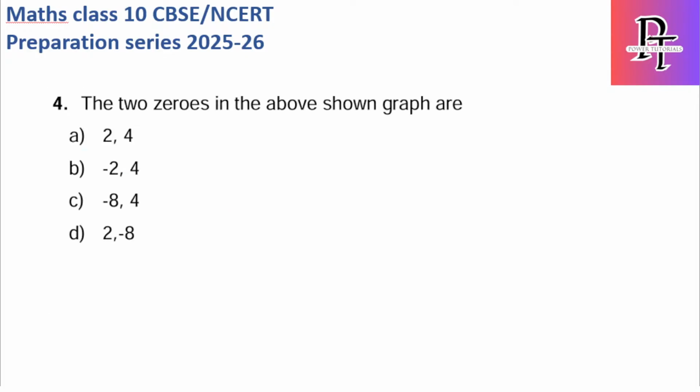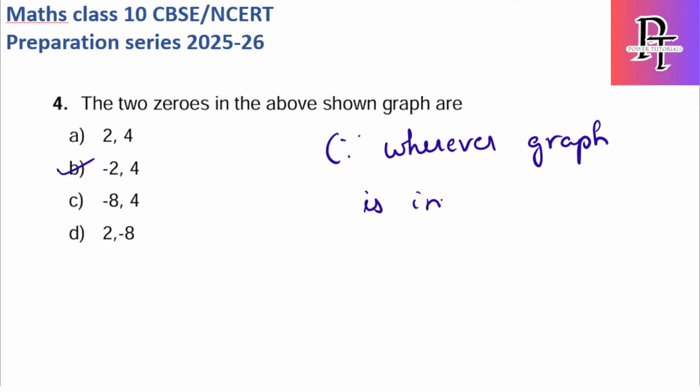So let's see the fourth question. They are simply asking for the zeros, which are minus 2 and 4. So simple, wherever the graph is intersecting the x-axis.